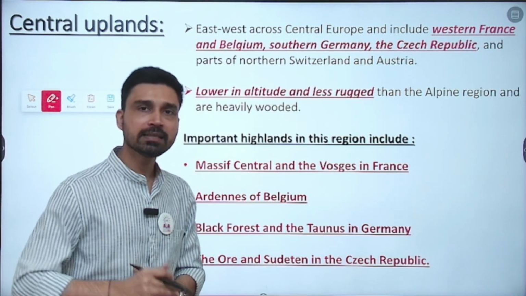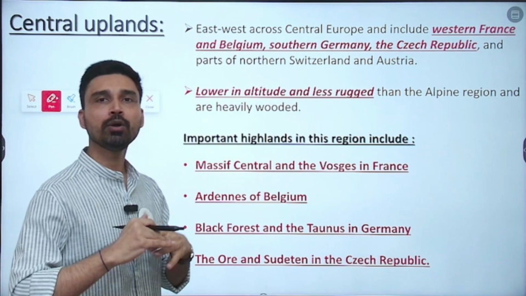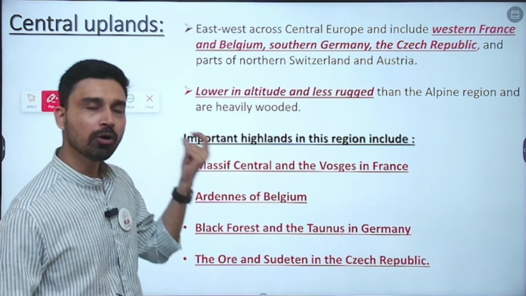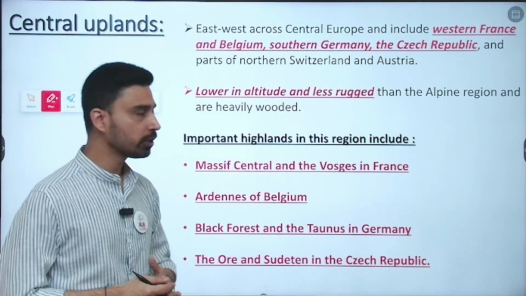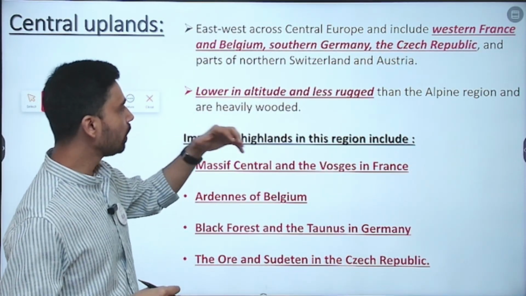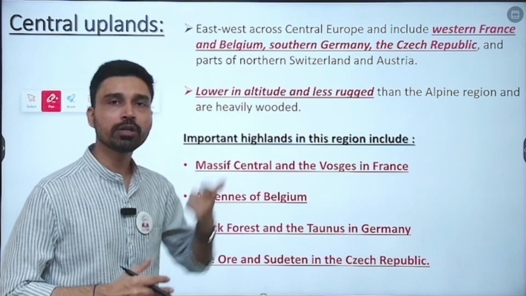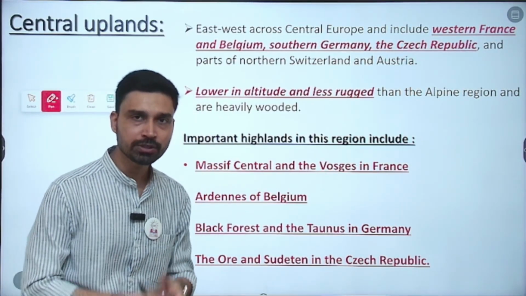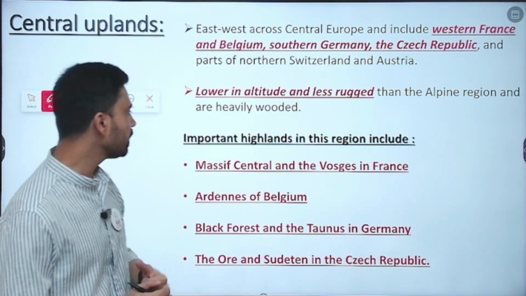Central upland is relatively lower in elevation as compared to the alpine mountains, which are located further to the south of them. And because of such a location and altitude, what we see is that dense forest development has taken place here. That is why we call it heavily wooded. Heavily wooded means very dense forest growth we are seeing here.